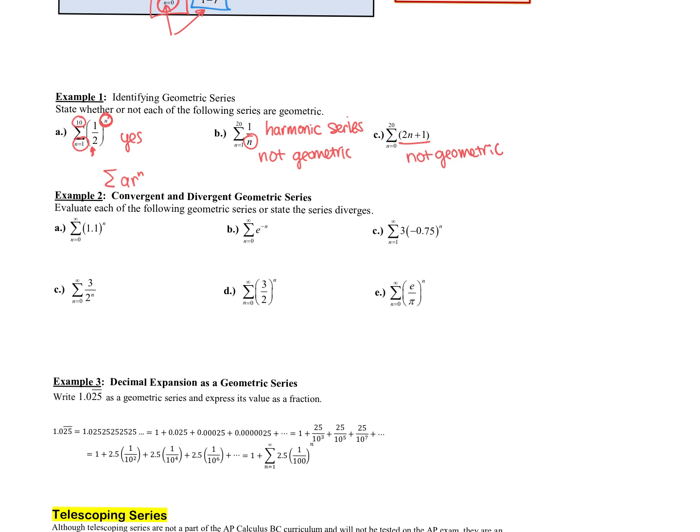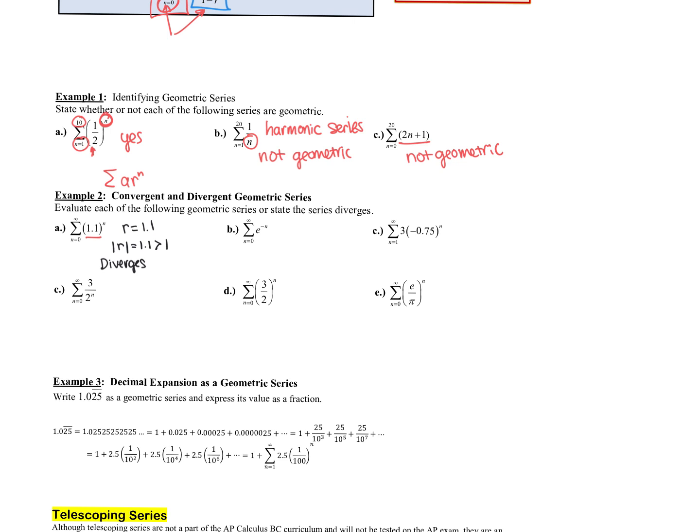So this guy here is geometric. We can see that because we've got something raised to the nth power. So this r here is 1.1. And we're looking to see if the absolute value of r, which here is just 1.1, is greater than or less than 1. So if it is greater than 1, then it diverges. That's what we said. And this is greater than 1.